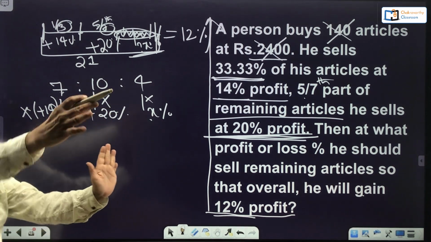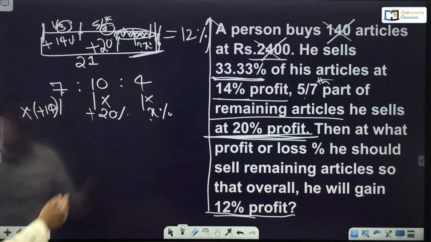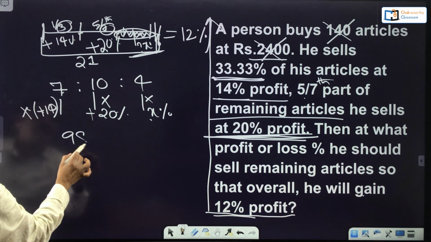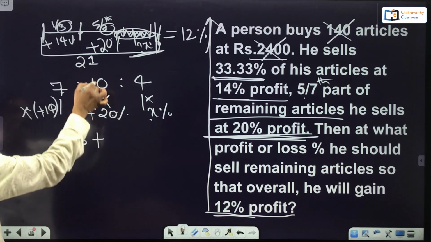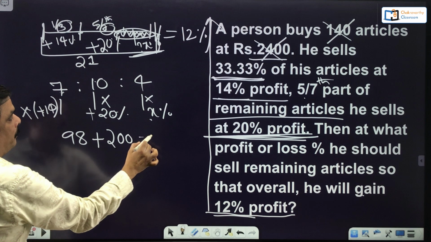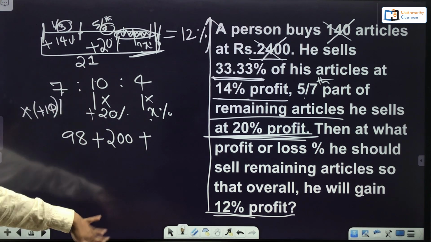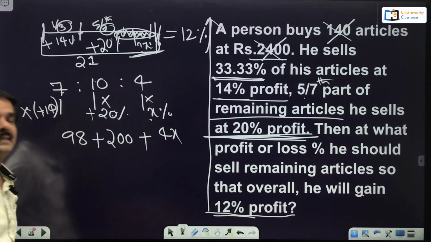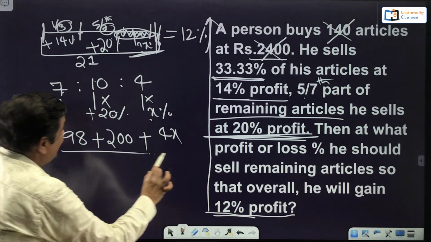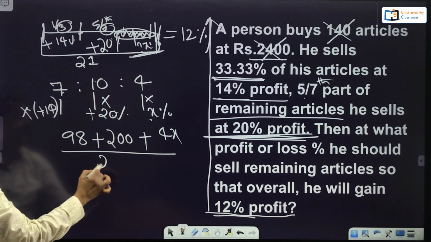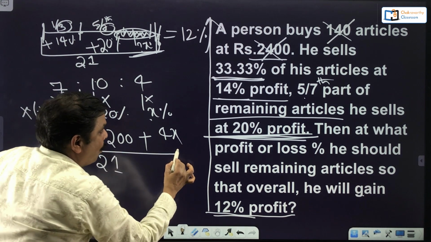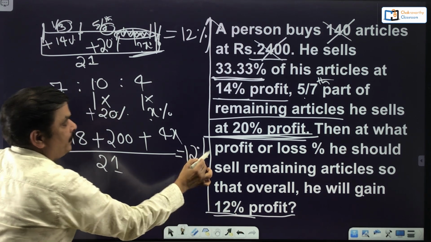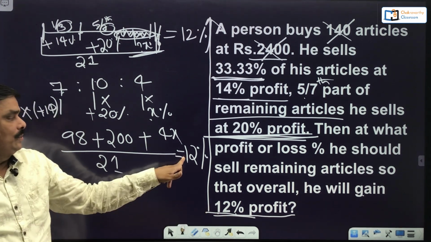Now apply the shortcut as it is. How to apply this one? Here 7 into 14. So 14 sevens are 98. 98 plus this is 200, plus, whether it is plus or minus I don't know. Finally I'll find out. So this is 4 into X, that is 4x, divided by total 21, is equal to overall profit of 12%. Now you got the idea? So overall profit is 12%.